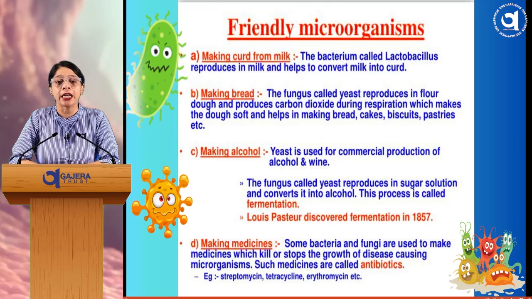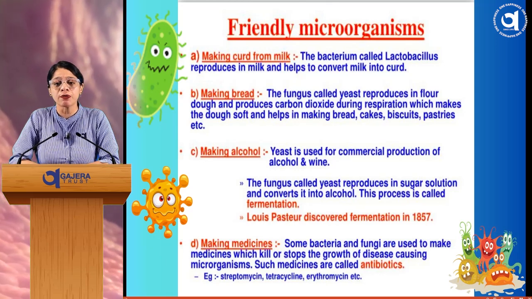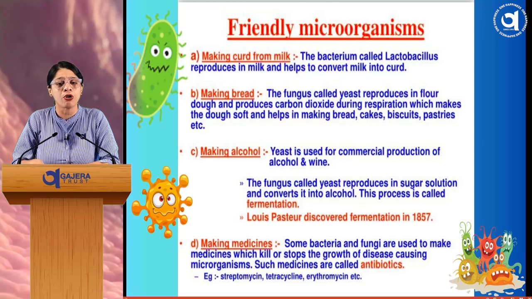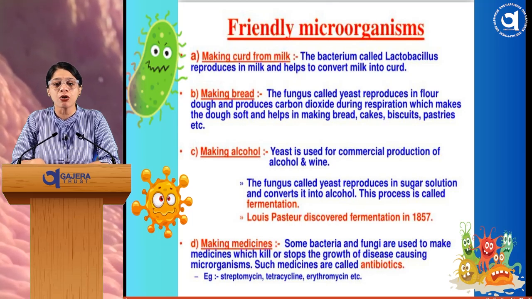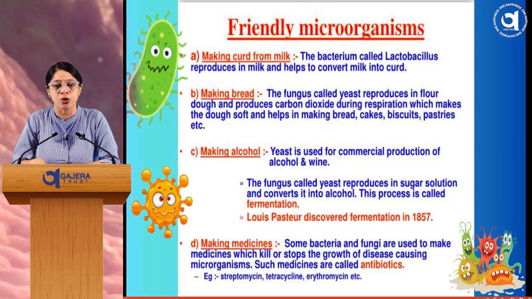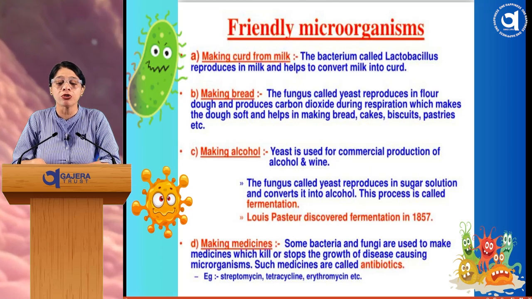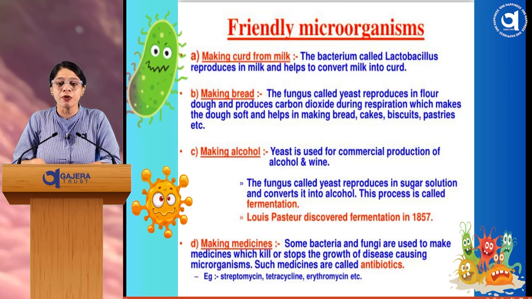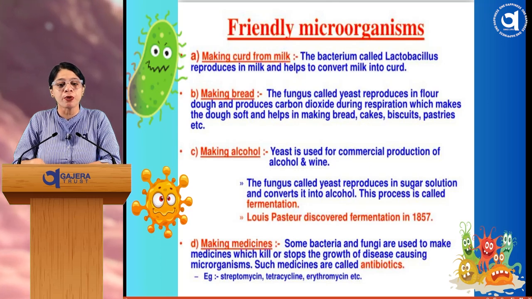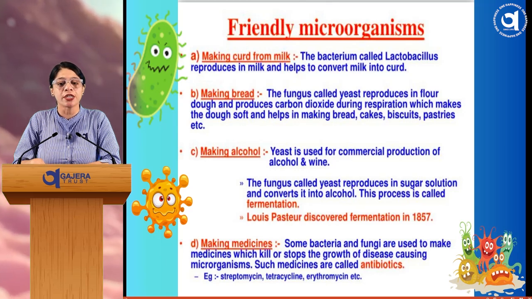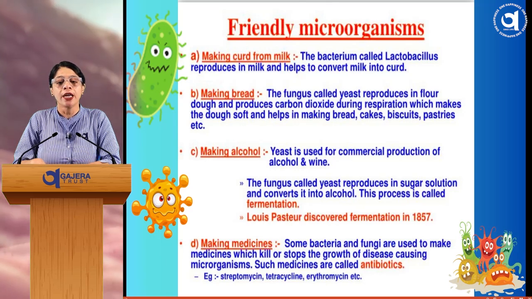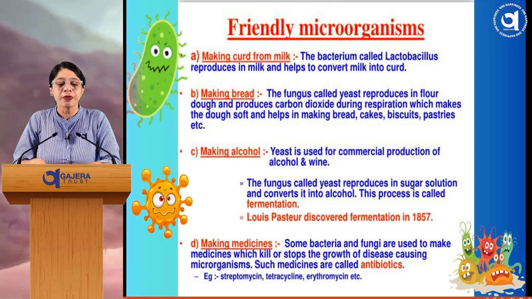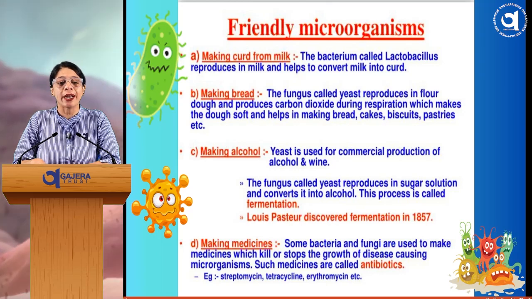Third one is making alcohol. Yeast is used for commercial production of alcohol and wine. The fungus called yeast reproduces in sugar solution and converts it into alcohol. This process is called the fermentation process. Louis Pasteur discovered the fermentation in 1857.